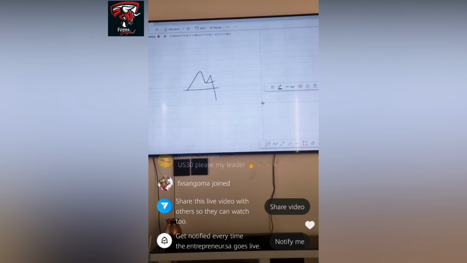Correct. In order for a change of character to take place, we need to take out the previous high. Understand this, right? In order for a change of character to have taken place, we would need to take out the previous high. Okay, so character would be something of this nature. Price goes up, comes down, goes up. Why? Because we've taken out the previous high, right?